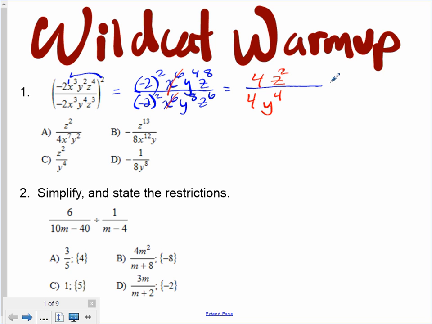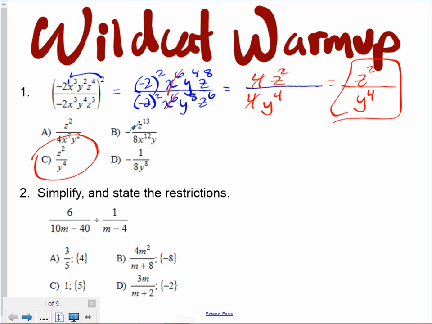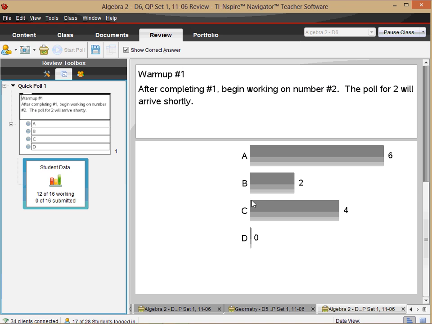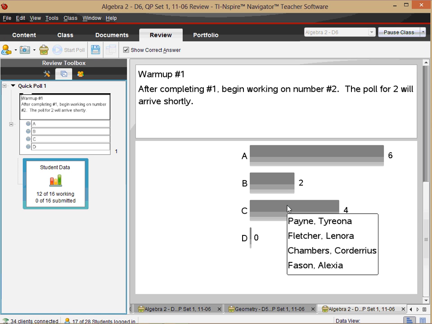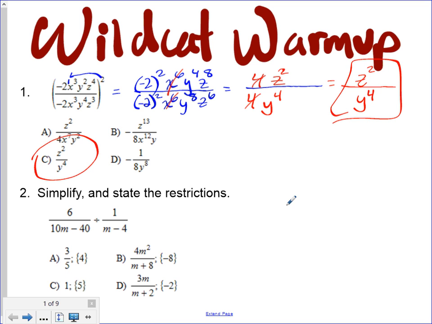Am I done? No, you have to reduce. What can you reduce? I mean, it's going to be 1. Okay. Those reduce to 1. Z over y to the 4th. Who said that? Tariana, Lenora, Cordarius, Alexia. Only 4 out of 20 some.